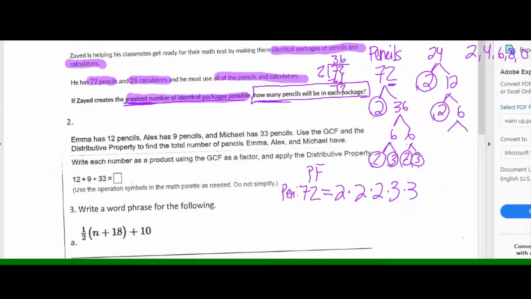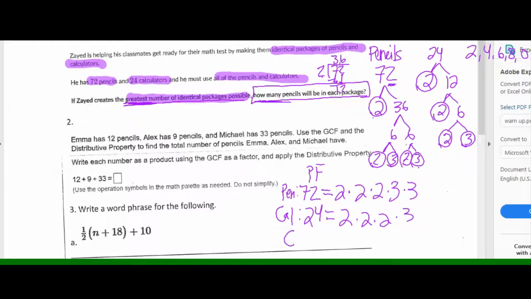Then I'm going to draw 2 branches coming from my 6. 2 factors to make 6 are 2 and 3. And I'm going to circle both of those because they are prime. So the prime factorization for my calculators, 24, is equivalent to 2 times 2 times 2 times 3.